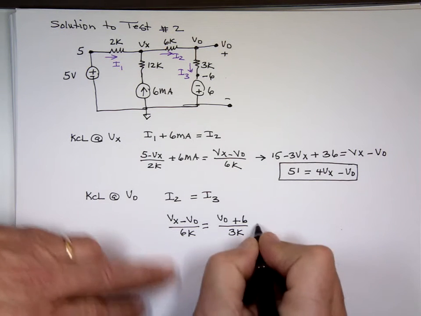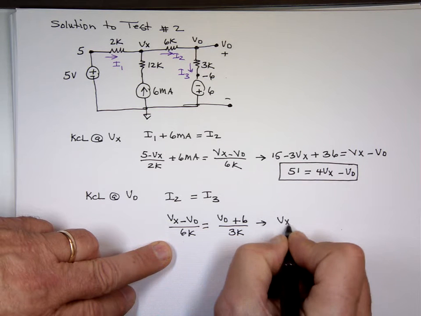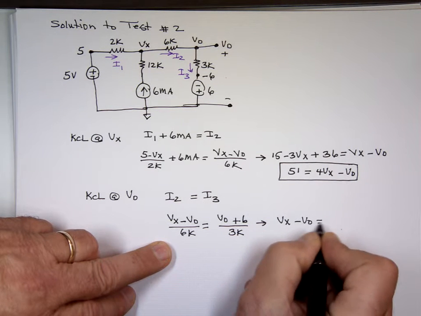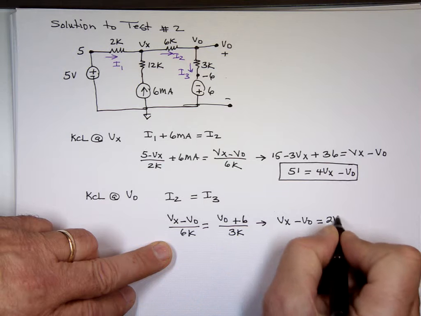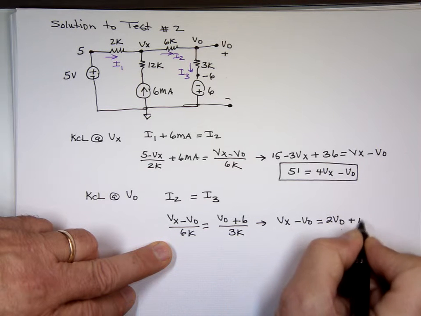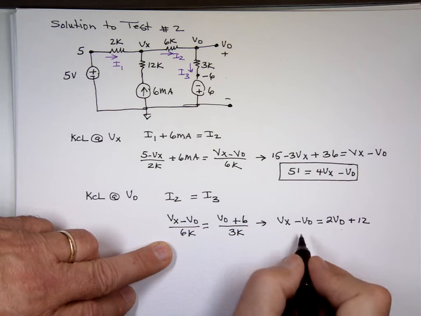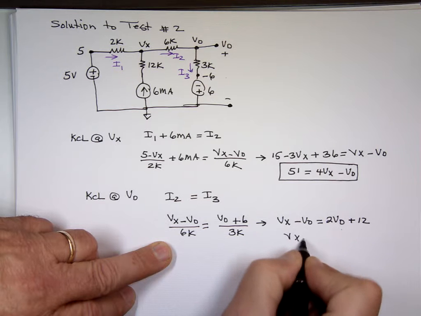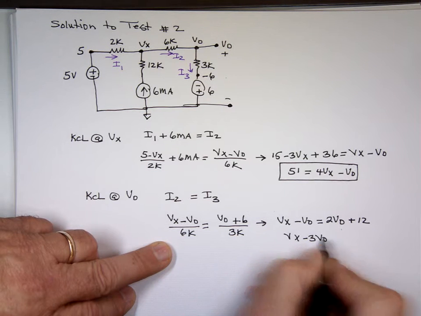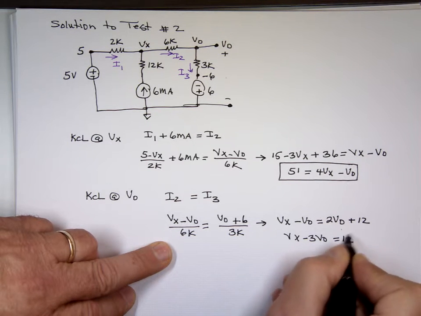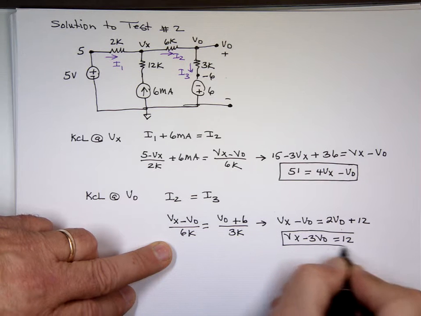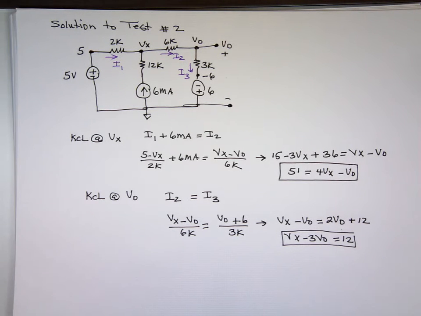Multiply by 6K, what are you going to have? Vx minus V out equals what? 2 V out plus 12. Everything to one side, Vx minus 3 V out equals 12. And that's my other equation. How many unknowns? 2. How many equations? 2. Can we get Vx and V out?